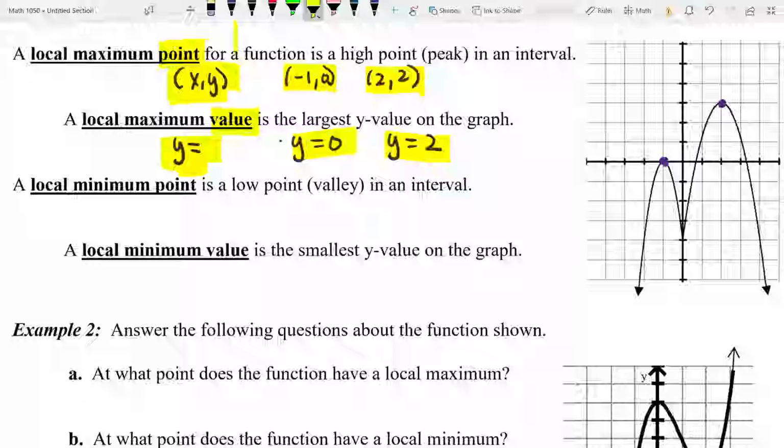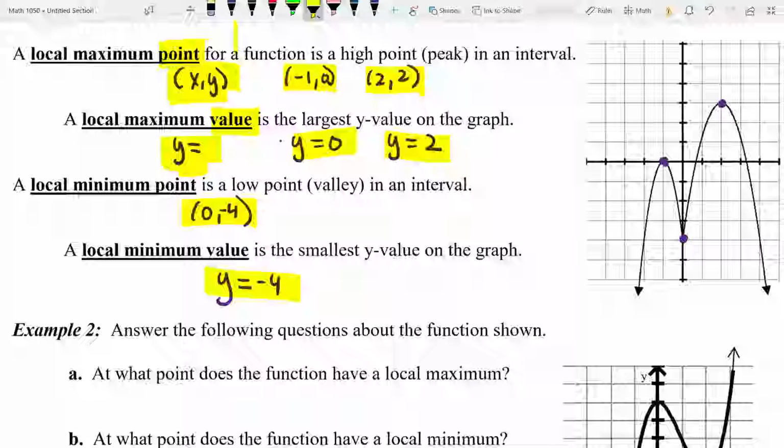Look at the next one. Find the local minimum point. They might even not say point. They might say find the local minimum. That's a point, okay? So that would be right here, and that ordered pair is (0, -4), like that. Then the local minimum value would be y equals that value, which is -4, and that's your answer. That's it. Okay?